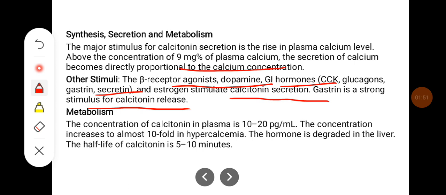The concentration of calcitonin in plasma is around 10 to 20 picograms per ml. The concentration increases almost tenfold in hypercalcemia. The hormone is degraded in liver. The half-life of calcitonin is around 5 to 10 minutes.